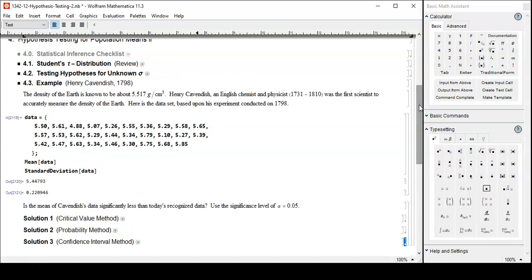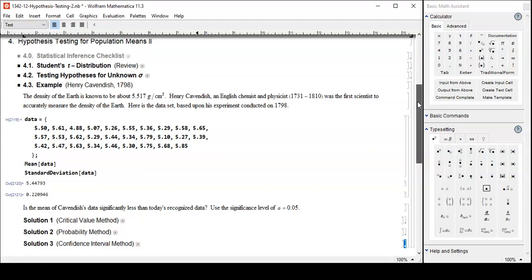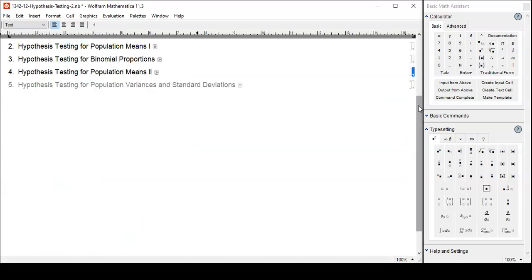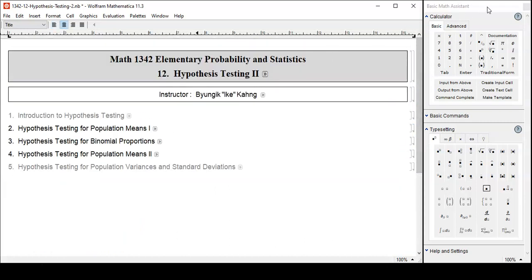Which method do I prefer the most? Of course, I prefer the critical value method. Students usually score the best for the critical value method. That's why I did that one first. And that's why I'm emphasizing that one more than anything else. So in conclusion, the probability value method, which works so well for the z-curve, doesn't really work well for t-curves. So please beware.